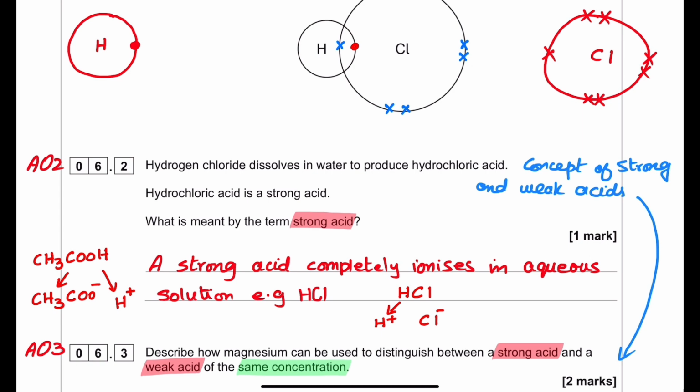If the magnesium with the same size is added in the same concentration of a weak acid, then the bubbles of the gas will form slowly, the rate of reaction is slow, and magnesium will disappear slowly in the weak acid. Let's see the model answer.